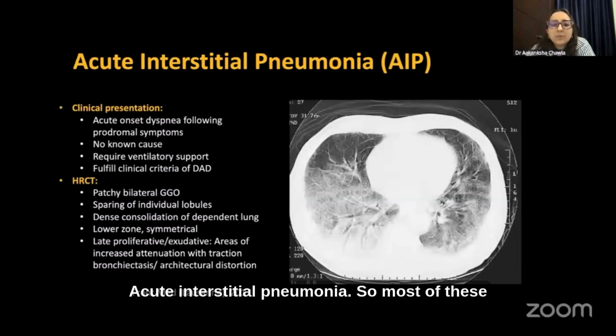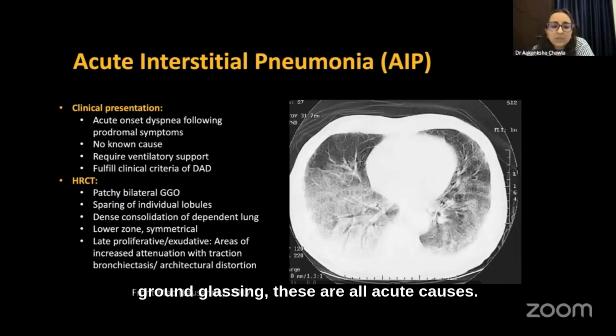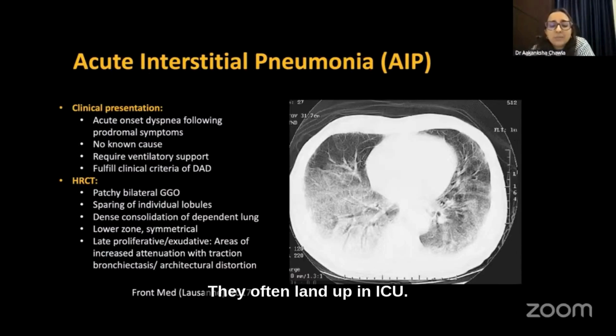Acute interstitial pneumonia. Most of these causes of diffuse ground glassing are acute causes. They all present very acutely, with very rapid onset of symptoms. They often land up in the ICU. They have respiratory failure, and most of them also require ventilatory support.